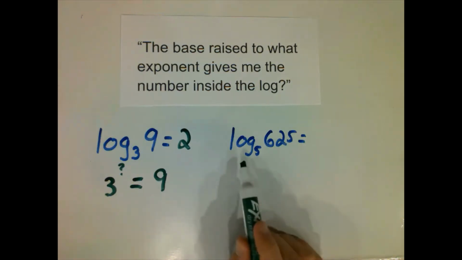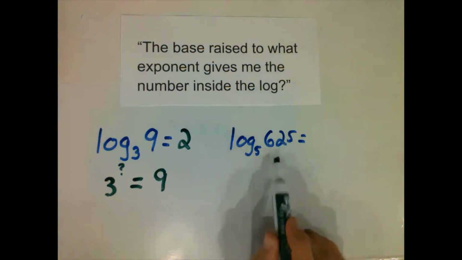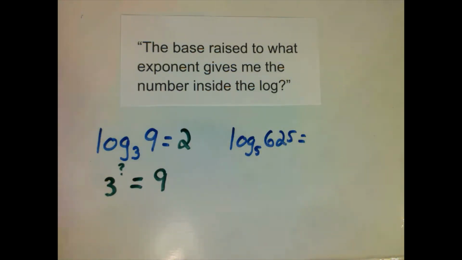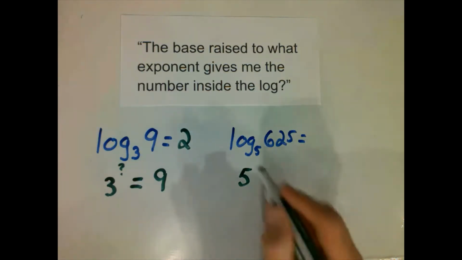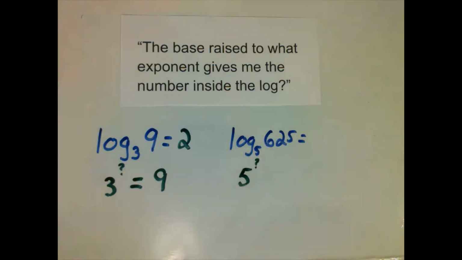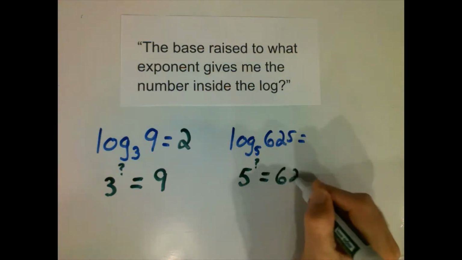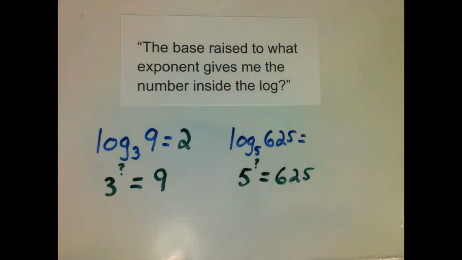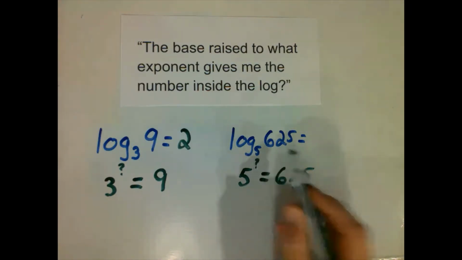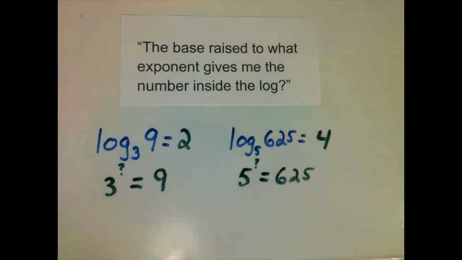Okay, another example, log base 5 of 625. We think the base, in this case 5, raised to what exponent gives me the number inside the log? 5 raised to what exponent gives me 625? And that would be 4. So we say log base 5 of 625 is 4.